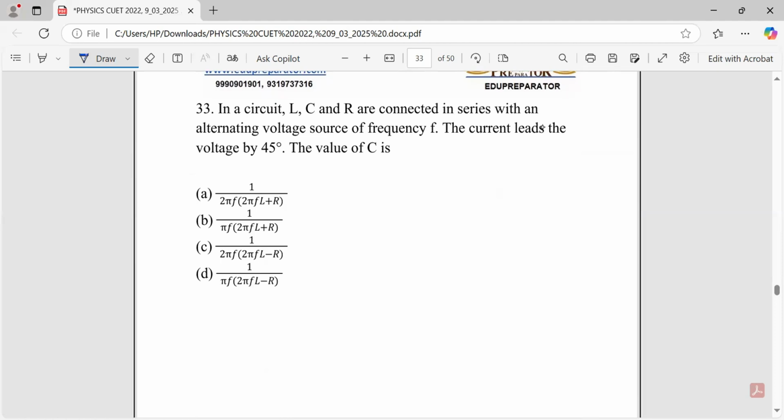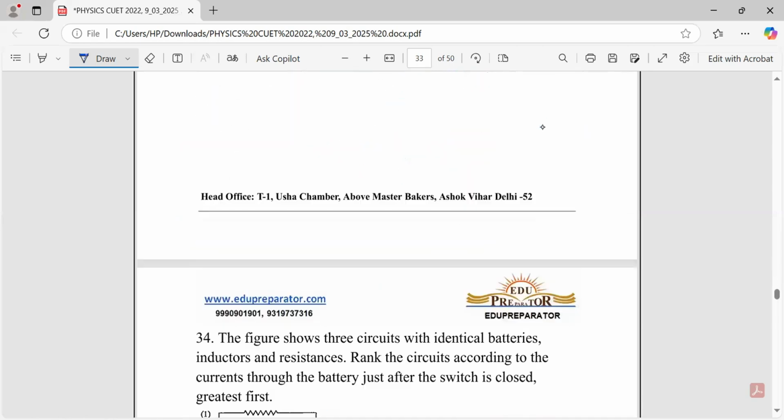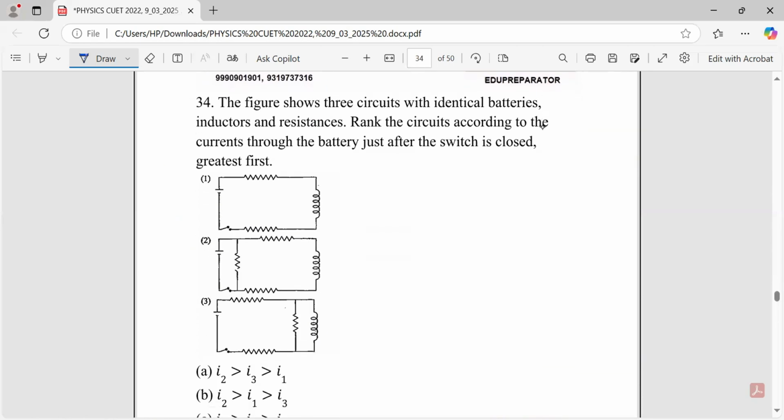The 33rd question is based on the phasor diagram of the LCR circuit. Tan phi is equal to XL minus XC upon R, right? And the question says 45 degrees. So beta, tan 45, that we all know is equal to 1. So it means R is equal to XL minus XC, where XL is L omega and XC is 1 by C omega. If you simplify this, you'll get this relation. Just put the values and you'll get the answer, right? It is substitution based.